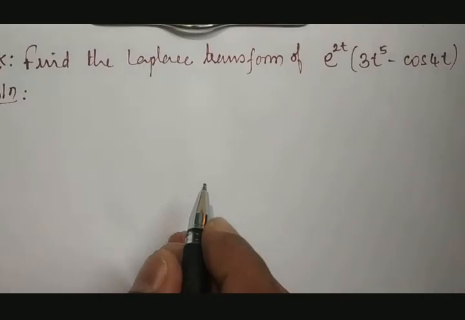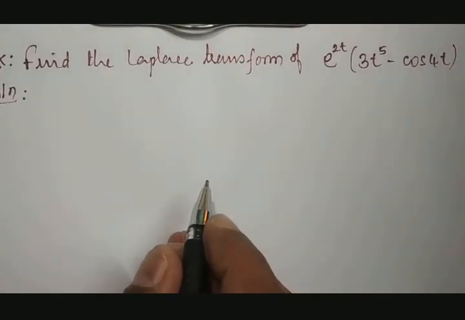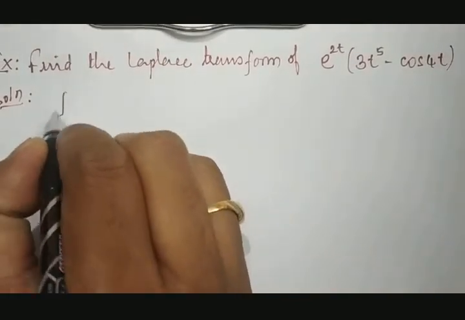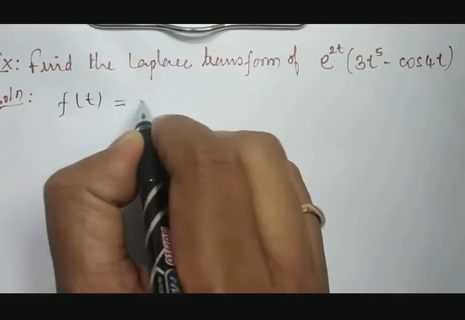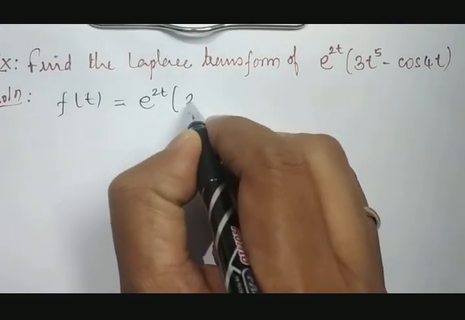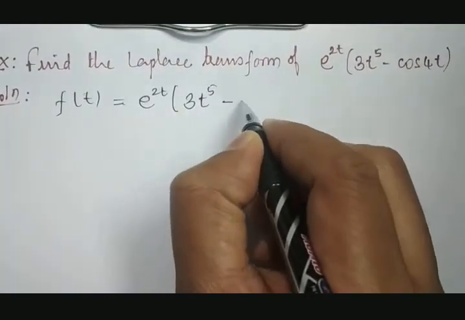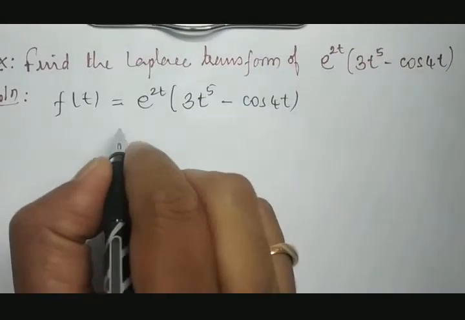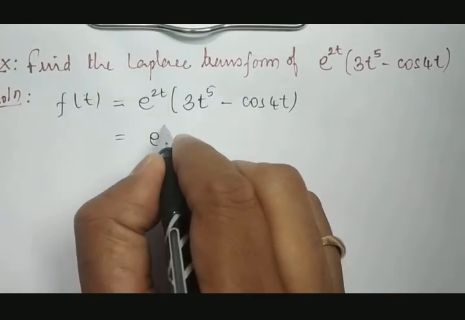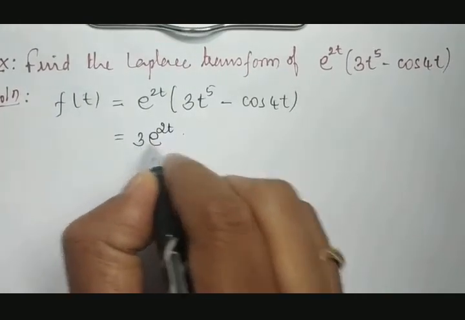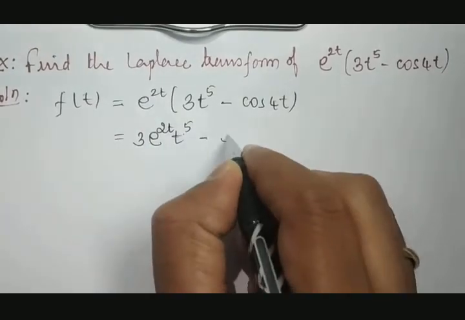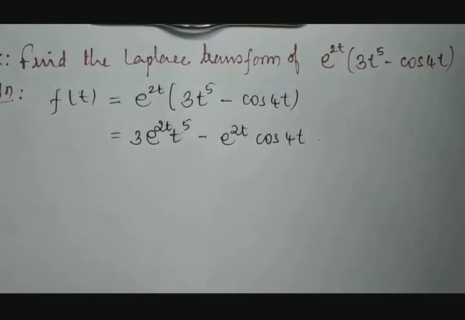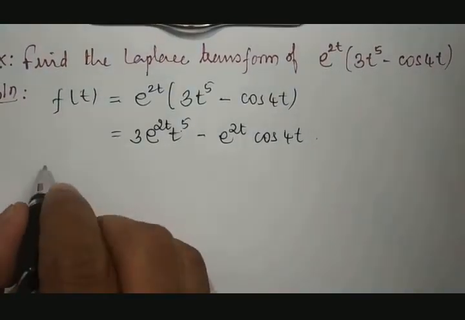In this, what we do, better we will take this as f of t. So we will be considering the given thing as f of t, that is e raised to 2t into 3t raised to 5 minus cos 4t. Okay, so we'll take a group multiplication for this, that is e raised to 2t into 3 into t raised to 5 minus e raised to 2t into cos 4t. It becomes a more convenient way, time saving also.